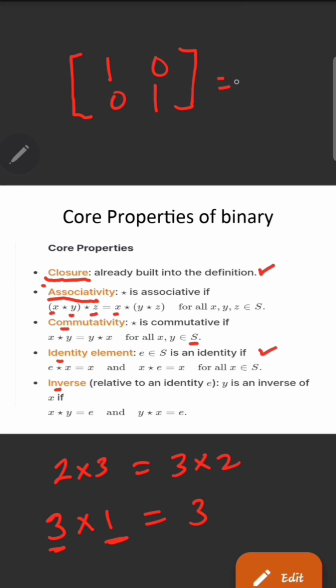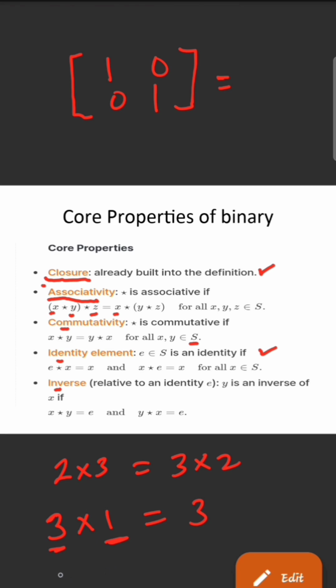So this is, in matrix, an identity element, because if you use this to multiply any matrix, you still get the same value for that matrix. Also, when you multiply any number by 1, you still get that value. But it's not that this one is constant for all operations.